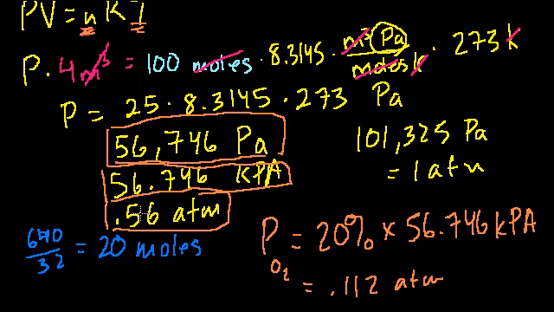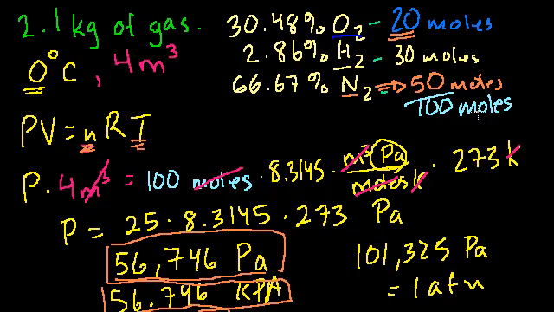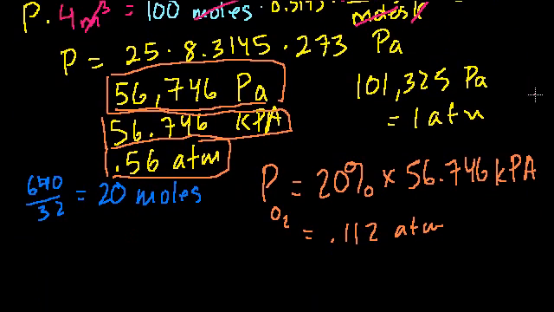How did I get 20%? Because 20% of the molecules, we have a total of 100 moles of molecules in our balloon. 20 moles of them are oxygen, so 20% are oxygen, so 20% of the pressure is going to be due to oxygen. So it's this many atmospheres, or if I took 20% times the 56,000, 0.2 times 56, you get roughly 11.2 kilopascals. I'm just multiplying 20% by any of these numbers, and the number is going to change depending on the units.